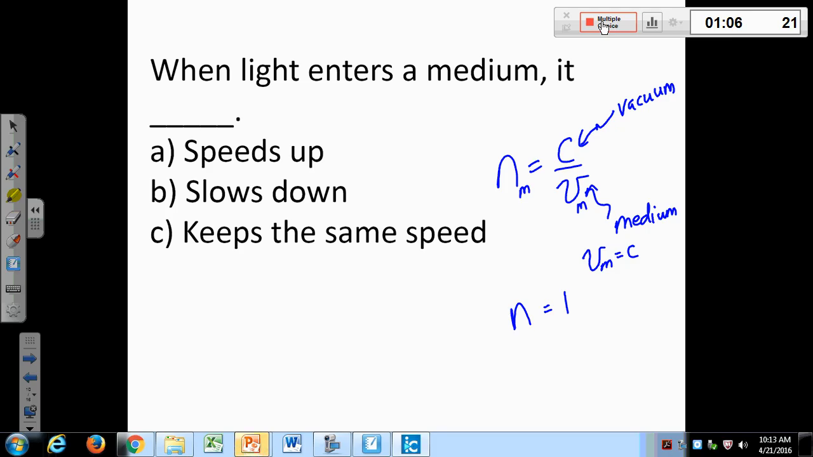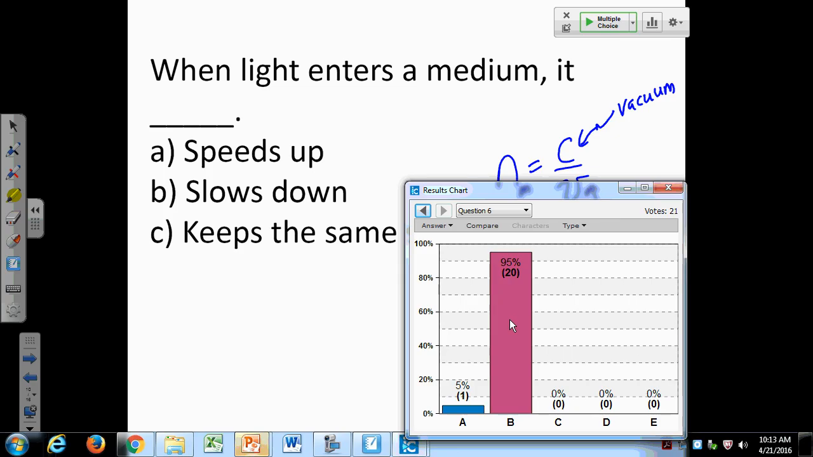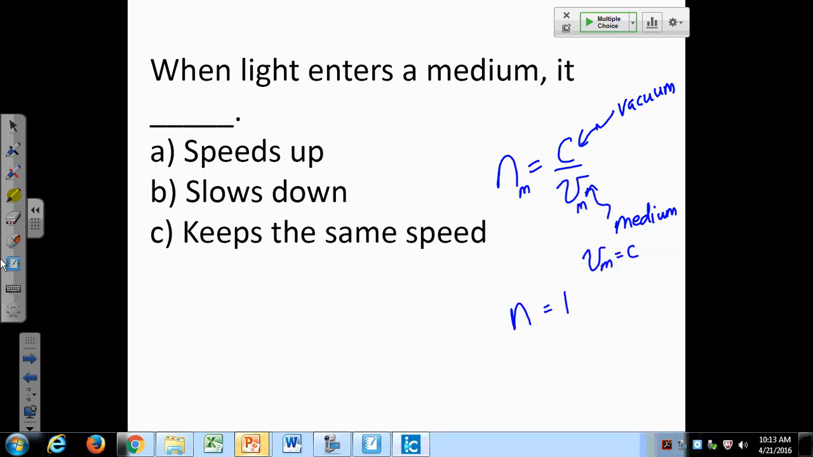All right, just a few more seconds on this. I'll stop at 1:10. Awesome, B is right, it slows down.